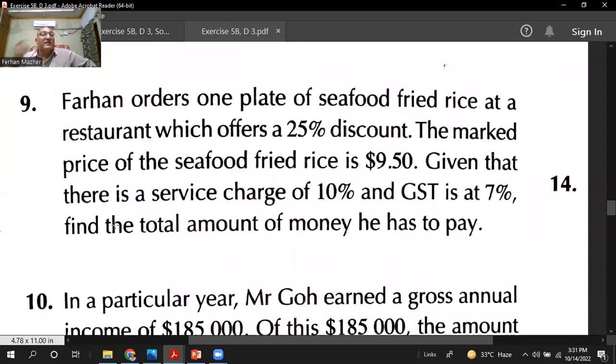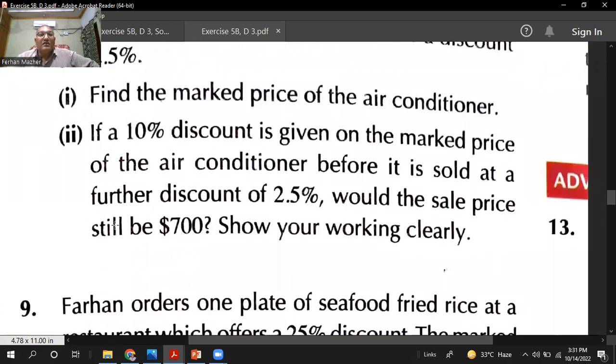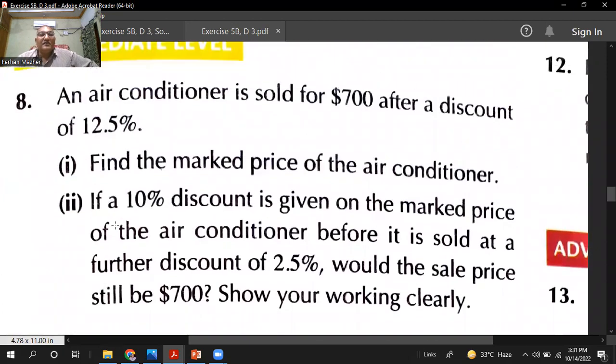Now we are on the next question. There was a B part also. If a 10% discount is given on the marked price of the air conditioner before it is sold at a further discount of 2.5%, would the sale price still be $700? Show your working clearly.